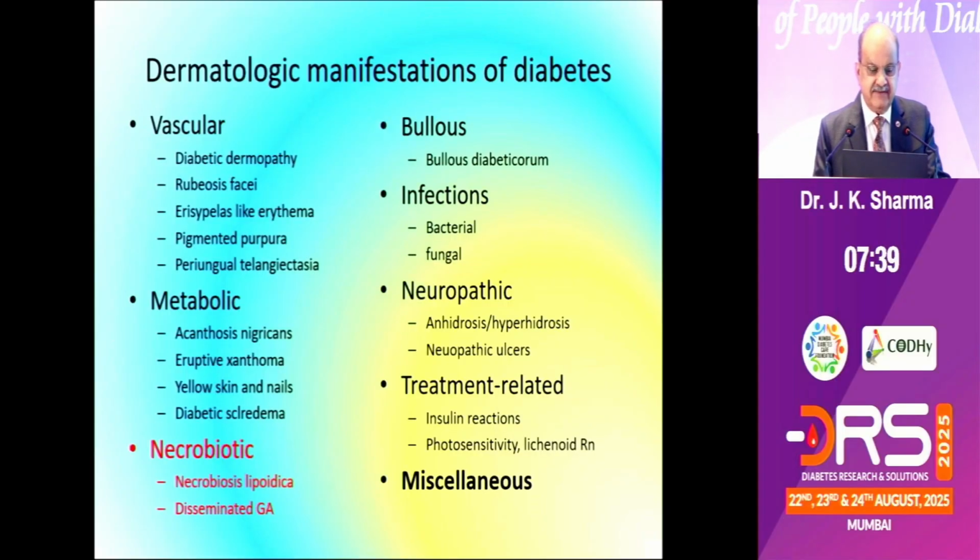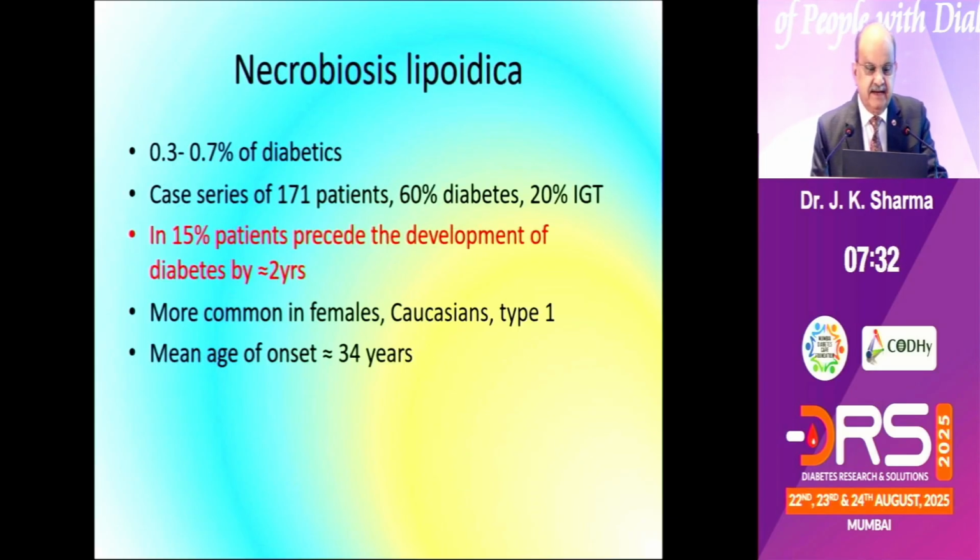Then we come to necrobiosis lipoidica and the disseminated GA. It occurs in 0.3 to 0.7% of diabetics. In a case series of 107 patients, 60% had diabetes, 20% had impaired glucose tolerance, and in 15% it preceded the development of diabetes by more than 2 years. More common in females, Caucasians, type 1, and mean age of onset is around 34 years.